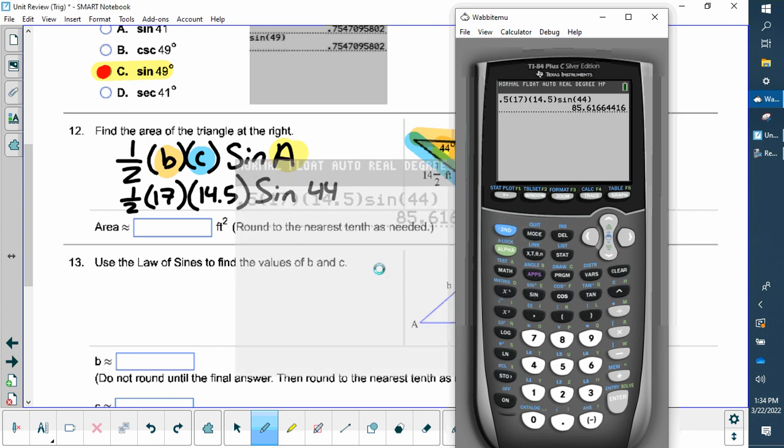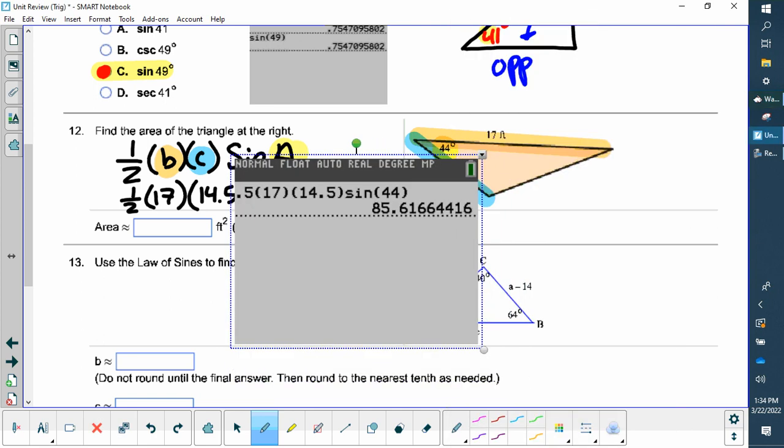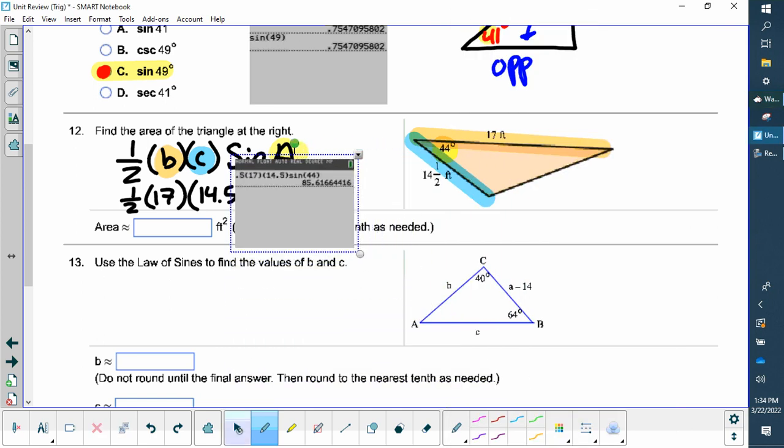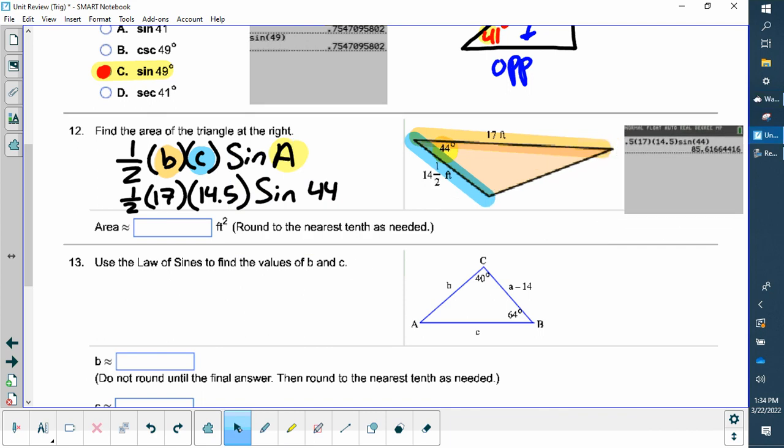So let me pull this off. Let me close that. Let me move this off to the side. The tenth is 1 decimal place, and that's going to be 85.6.